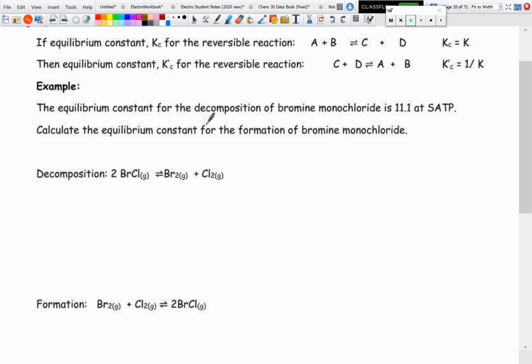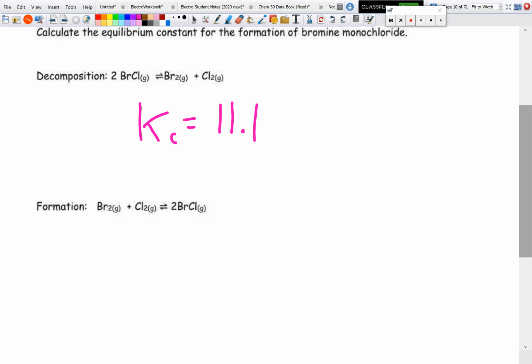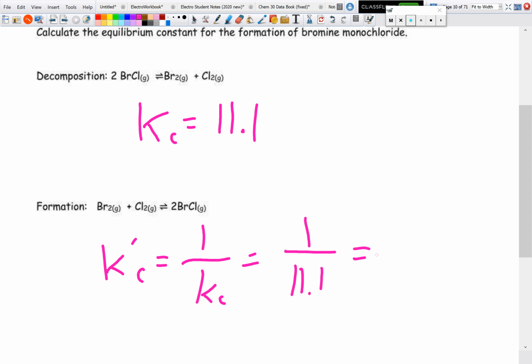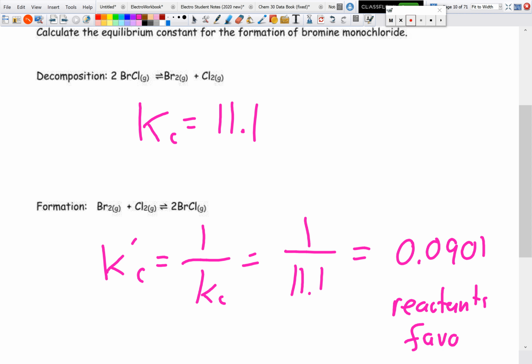So an example of this is how you can easily pull these off. If we look at something like this, the decomposition of bromine monochloride is 11.1. So this is a decomposition right here. So Kc is equal to 11.1. That's it. Now, if we wanted to look at the formation of bromine monochloride, which is just the reverse right here, so if we want K prime c is equal to 1 over Kc, we go 1 over 11.1, and we get an answer that looks something like this.